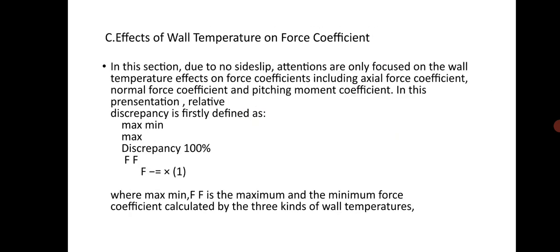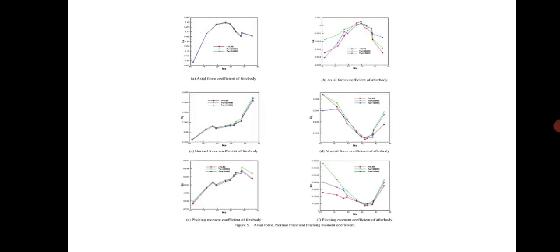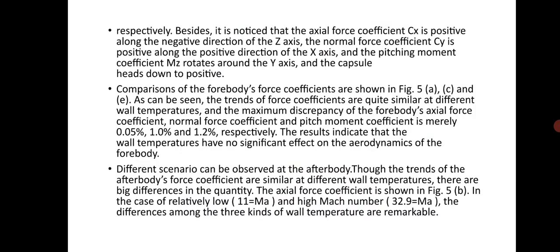Effects of wall temperature on force coefficients. In this section, due to no side slip, attention is only focused on the wall temperature effects on force coefficients, including axial force coefficient, normal force coefficient and pitching moment coefficient. In this presentation, relative discrepancy is first defined as maximum minus minimum. In this figure, they are showing axial force, normal force and pitching moment coefficients.